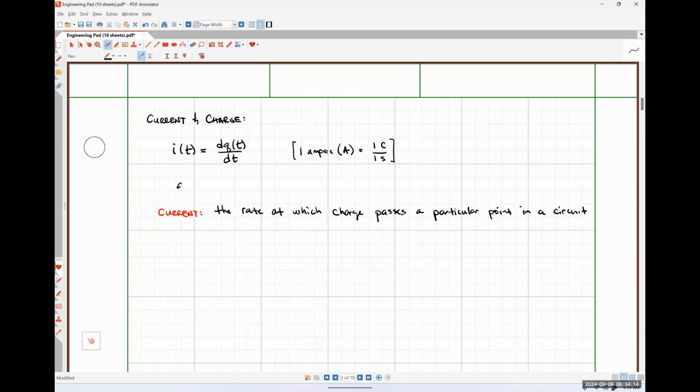So charge, Q of t, can be expressed as the integral from t naught, where t naught just represents some point in time where the amount of charge is known, to t, some later point in time that we are interested in, of our current I of t prime dt prime. So let me explain what this prime notation here means.